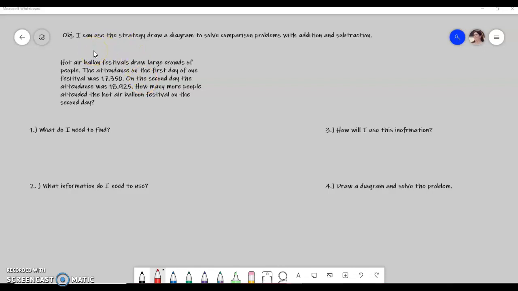This is our problem solving component to chapter 1. This can get tricky, and so I want you to use your perseverance. Perseverance means to never give up even when things get tricky. So our objective is I can use the strategy, draw a diagram, to solve a comparison problem with addition and subtraction. So let's go over a couple of things.